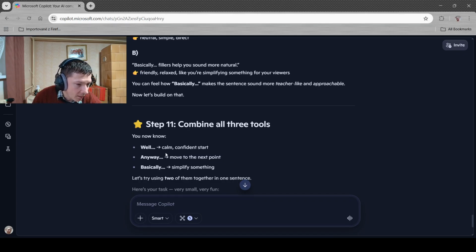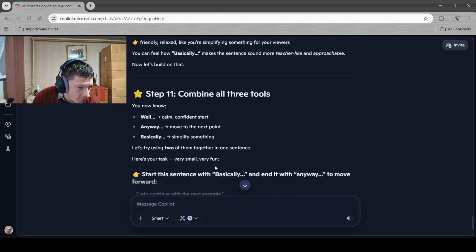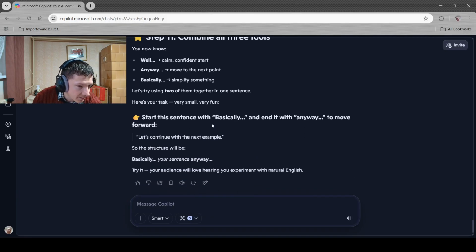Well, calm, confident start. Anyway, move to the next point. Basically, simplify something. Let's try using two of them together in one sentence. Here's your task. Very small, very fun. Start this sentence with basically and end with anyway to move forward. Let's continue with the next example. So the structure will be basically your sentence and okay, no problem at all.